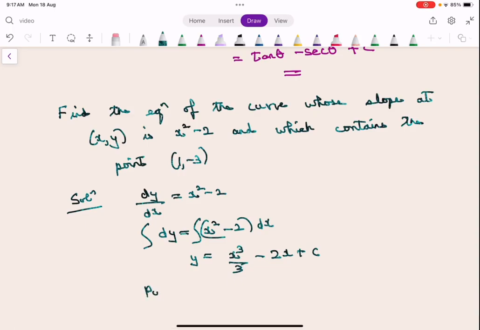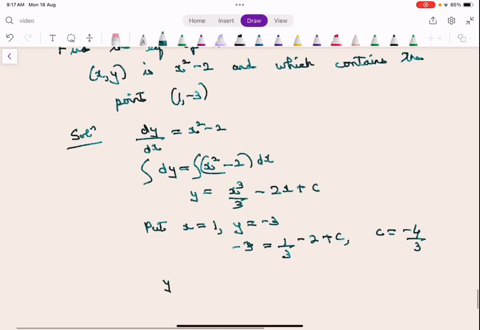Now put x equal to 1. You are given that when x equal to 1, y is minus 3 because it passes through (1, minus 3). So substituting, we get minus 3 equal to 1 by 3 minus 2 plus c. So you get c as minus 4 by 3. So your equation would be y equal to x cubed by 3 minus 2x minus 4 by 3.